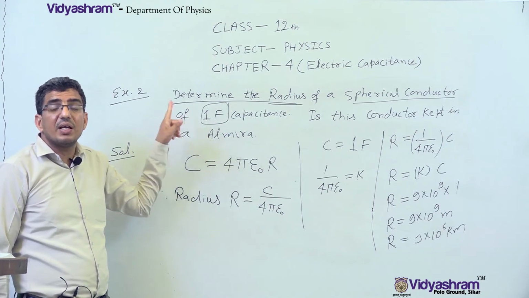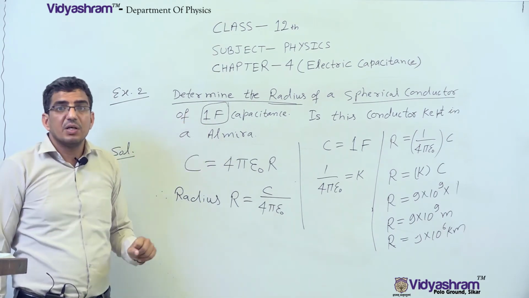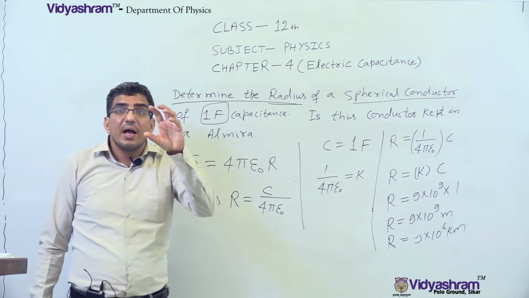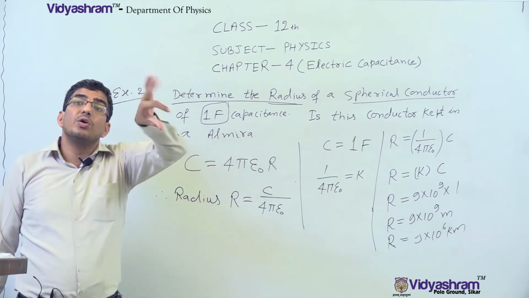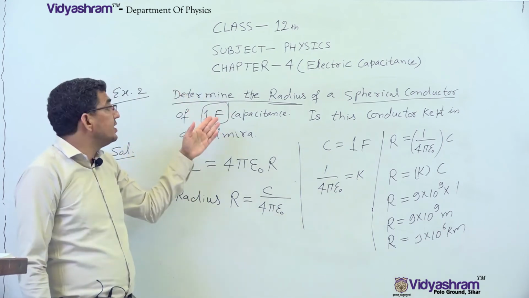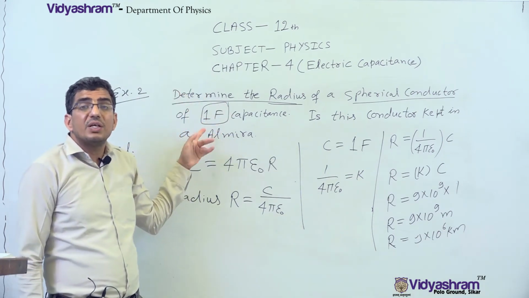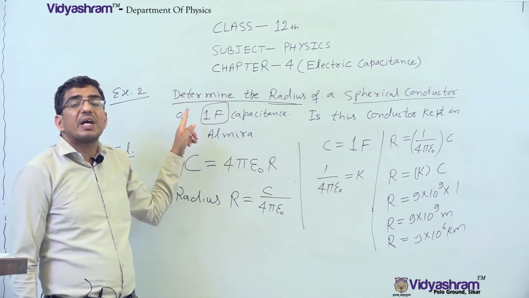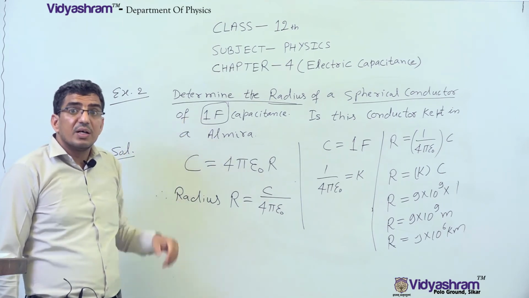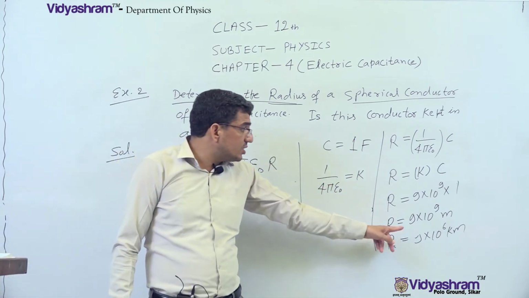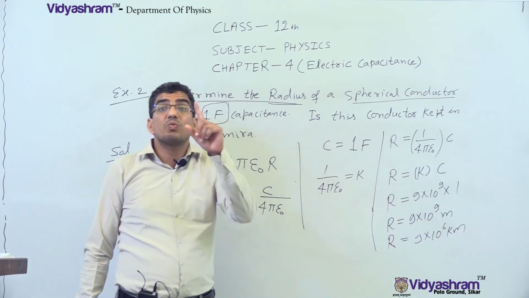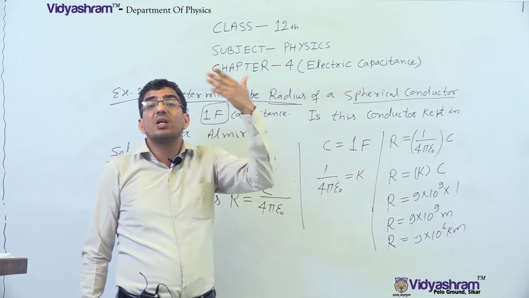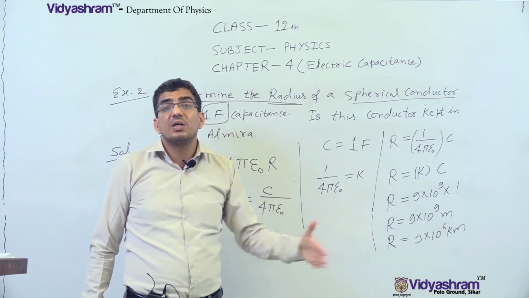It is a very large unit of capacitance, because if a spherical conductor has a capacitance of 1 farad, then its size is 9 × 10^9 meters. It means that it is 1000 times larger than the earth.